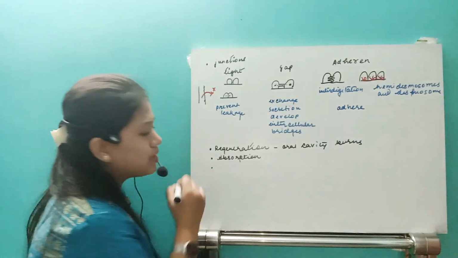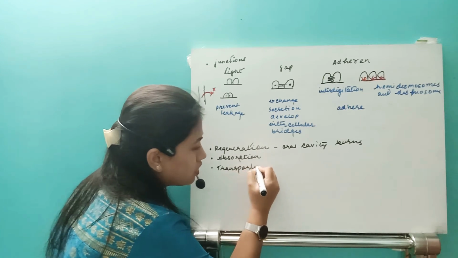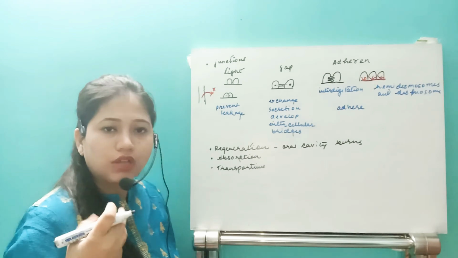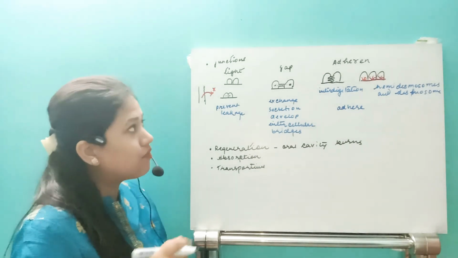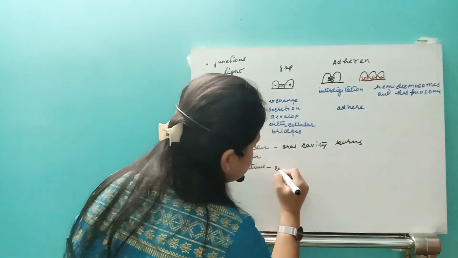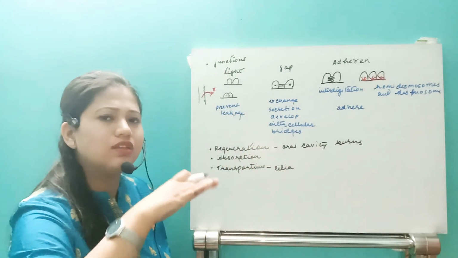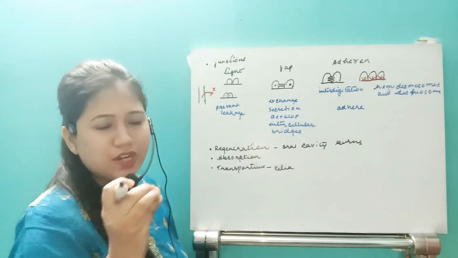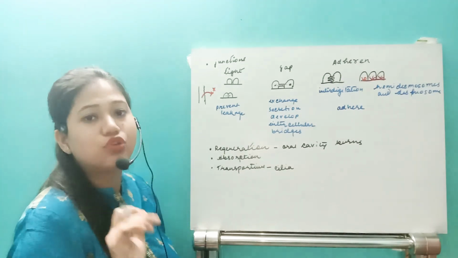Next one, this epithelium can be transportive in nature. Transportive in nature means it helps in transportation of some compounds or some secretions from one region to the next region. And wherever this epithelial tissue has to transport something, it develops some cilia, right? Some cells of the epithelium have very small hair-like projections. They are known as cilia, and that cilia help in transporting something.